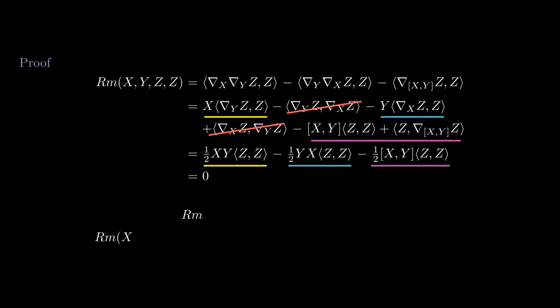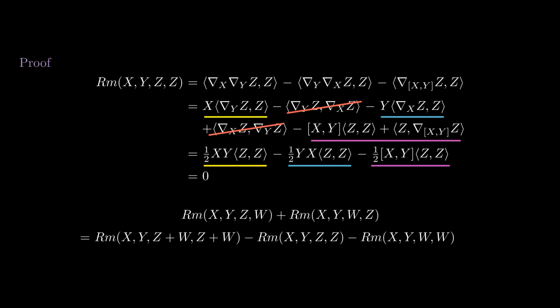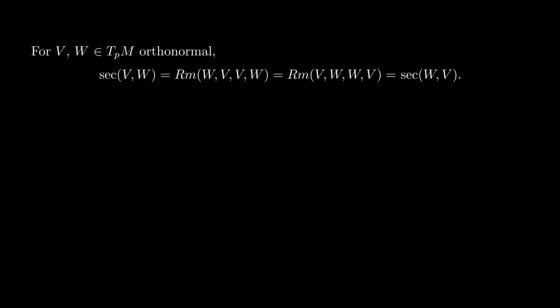To prove that Rm(x, y, z, w) plus Rm(x, y, w, z) is 0, we use the linearity of each coordinate to write this expression as a sum of 3 expressions we know are 0 from the first part. As a consequence of this, if we have 2 orthonormal vectors v and w, the sectional curvature of vw is the same as the sectional curvature of wv.